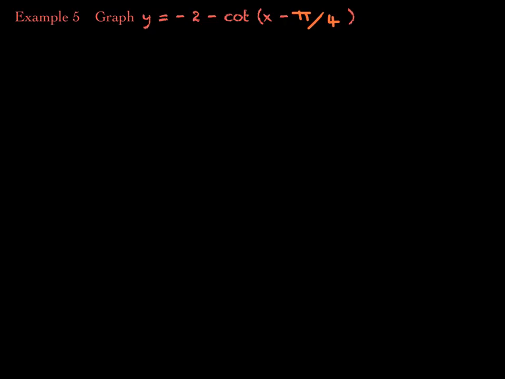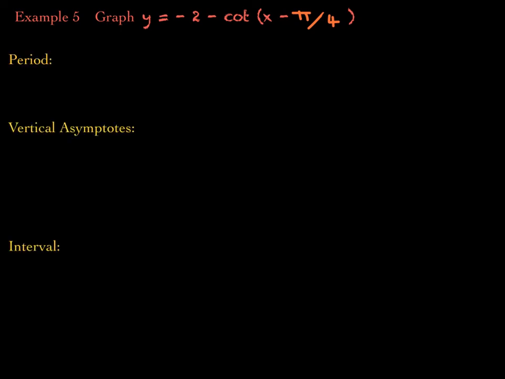All right, graph y equals negative 2 minus cotangent of (x minus pi over 4). Now let's identify all of the transformations. This is a phase shift pi over 4 units to the right. This negative here is a reflection across the x-axis. This negative 2 here is a vertical translation 2 units downward. So there's a lot going on.